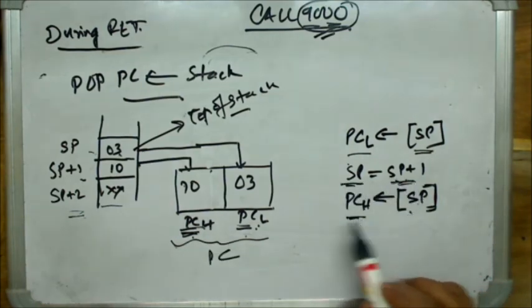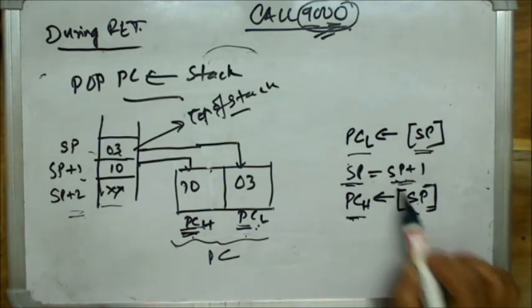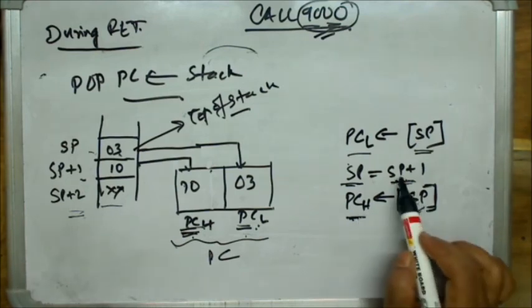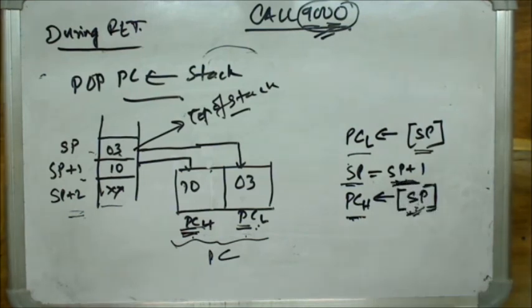So the program counter high will get the data pointed by the new SP. That is, this SP means the address which was incremented by 1. Understood? I hope it is understood. So you learned push and pop. You learned call and return. A call does a push, a return does a pop. I hope you got clear.